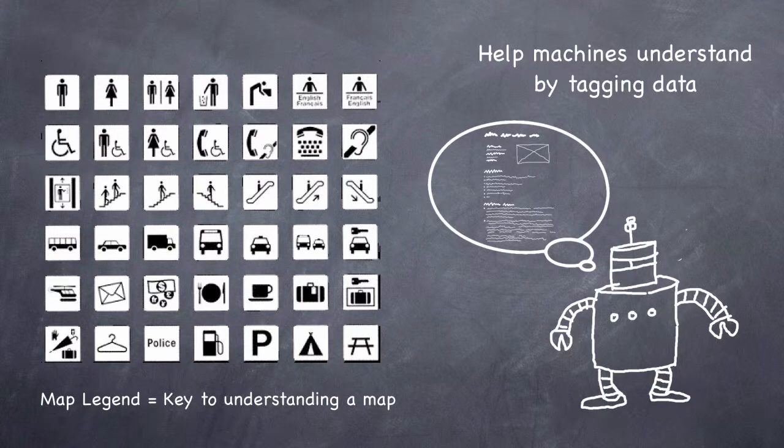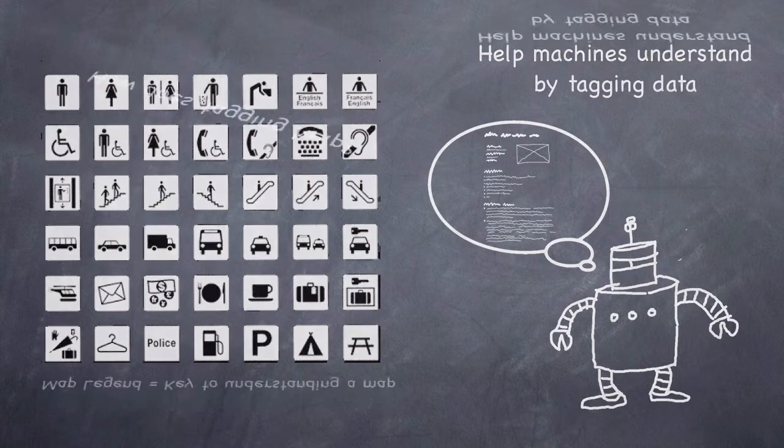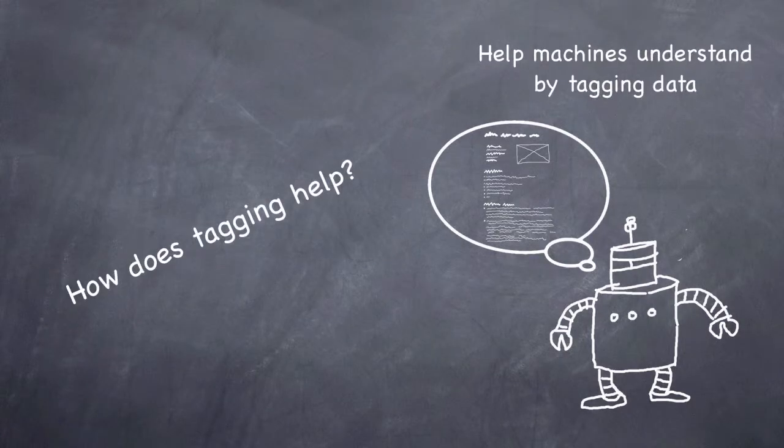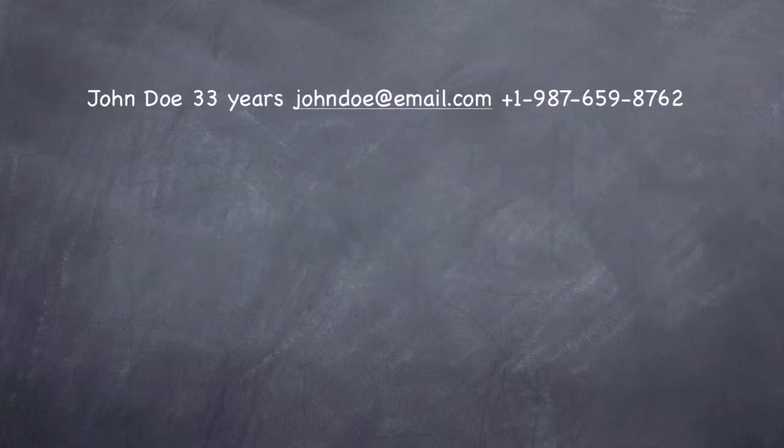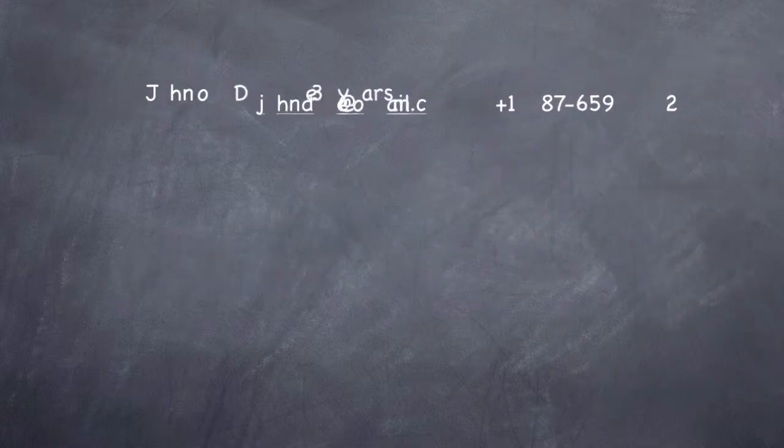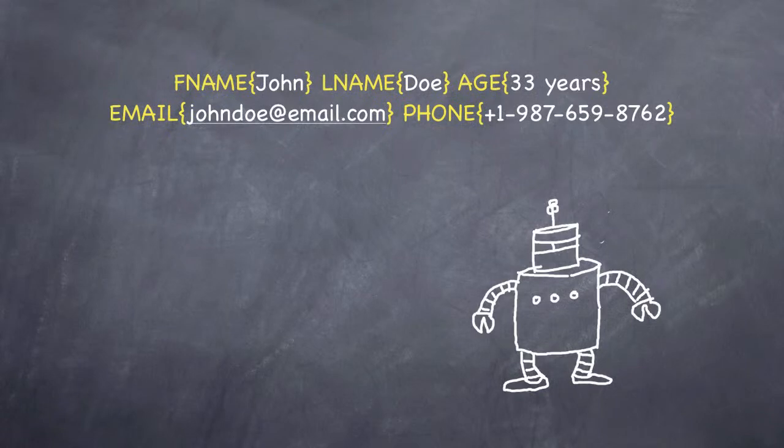Thinking on the same lines, to help a machine understand the data, we have to use legends. We will call these legends tags. So, let us see how tagging can help machines identify data. Let me send the information about John Doe to my machine with appropriate tagging. As you can see, I have used tags and I have attached values for each tag within parentheses.